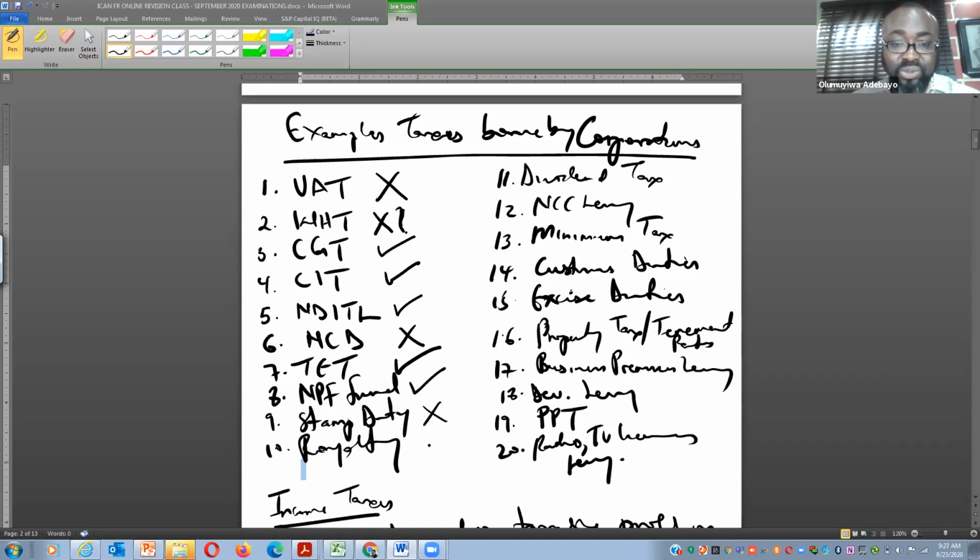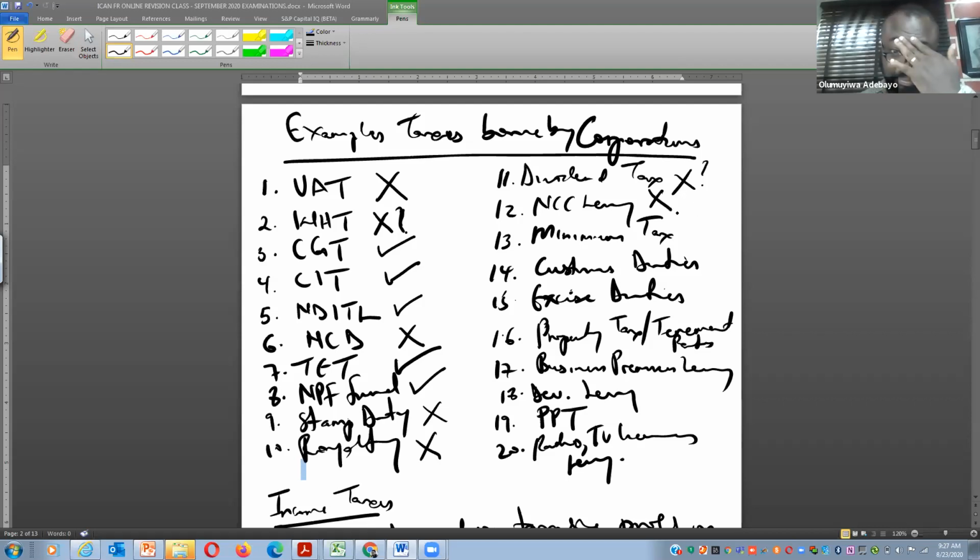Royalty is based on production or output. It's not an income tax. Dividend tax is not an income tax, but in the same vein as withholding tax, I'll put a question mark. We'll come back to that. NCC levy is a revenue tax by NCC on telecommunications. I think they charge 2% on the revenue lines of all telecommunication companies. And that is not an income tax because it's only subjected to revenue and not profit.